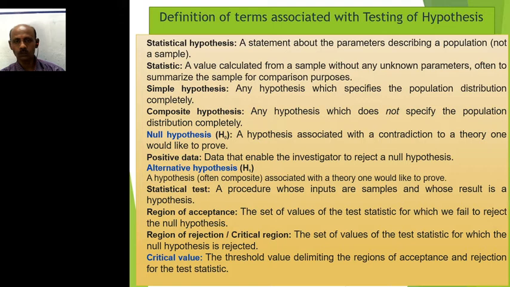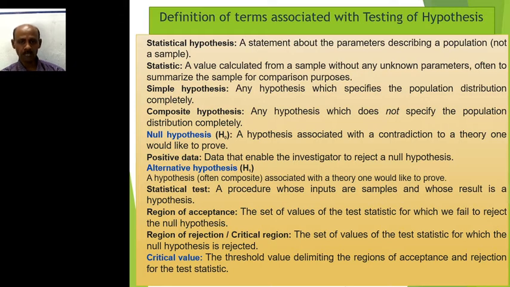Let us go first of all through some identification of different definitions of the terms associated with the testing of hypothesis. The statistical hypothesis is nothing but a statement about the parameters describing a population but not a sample. The second one is statistic. A value calculated from a sample without any unknown parameters, often to summarize the sample for comparison purposes.